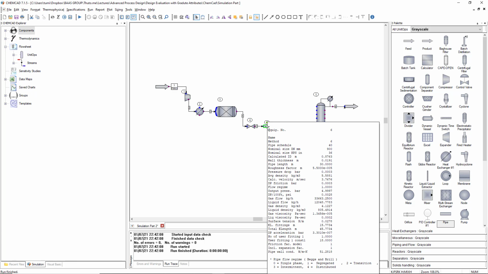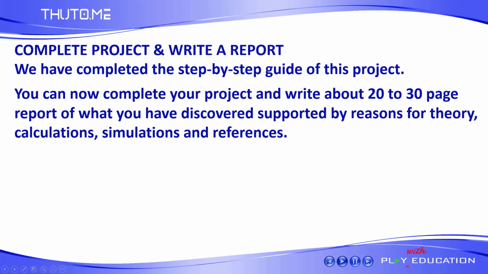We will take the nominal diameter of all the other pipe sections to be 900 mm. Now let us proceed and insert those pipe sections. This will conclude the end of our step-by-step guidance through this assignment. You can now complete your assignment and write about a 20 to 30 page report of what you have discovered, supported by reasons from theory, calculations, simulations, and references. Good luck and goodbye for now.